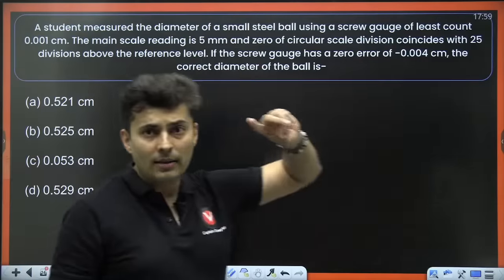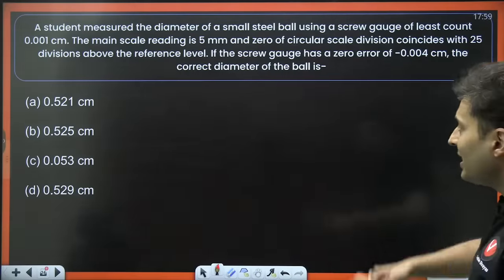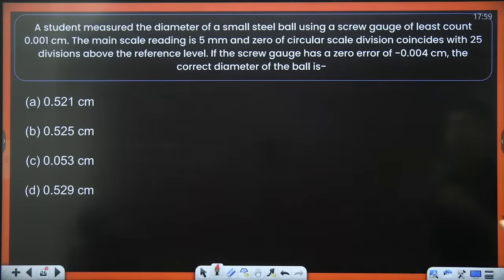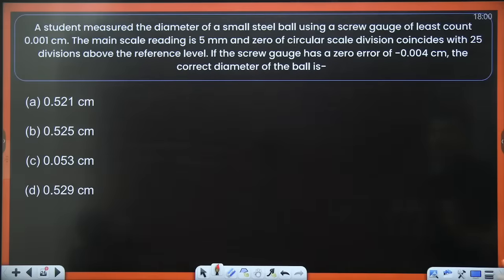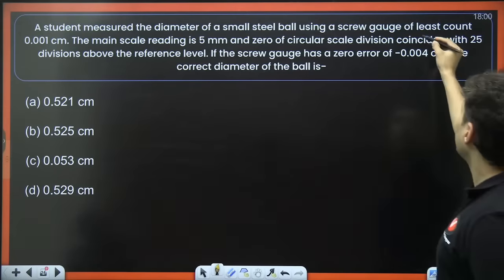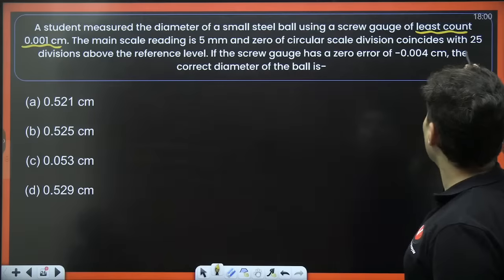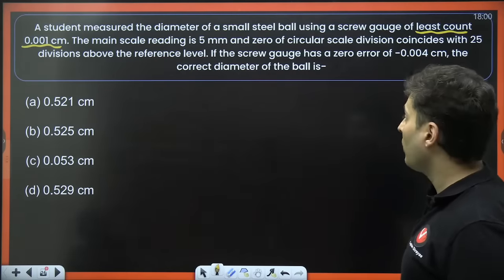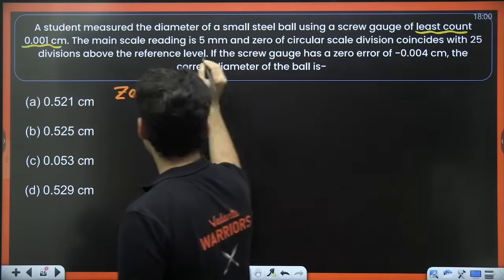A student measures the diameter of a small steel ball using screw gauge of least count this much. The main scale reading is 5 millimeters and zero of circular scale division coincides with 25 divisions above the reference level. If the screw gauge has a zero error of minus 0.004 centimeters, then the correct diameter is. So we have to find everything over here. It is clearly mentioned what is the least count. The main scale reading is given. Zero coincides with, that means there is some zero error. All right. So let's start by finding what is the zero error.